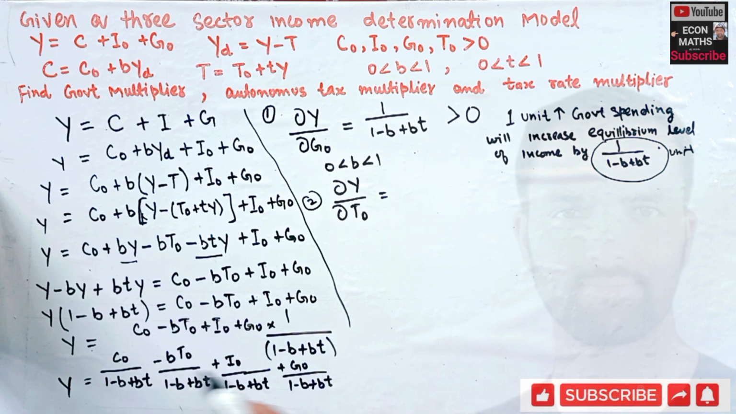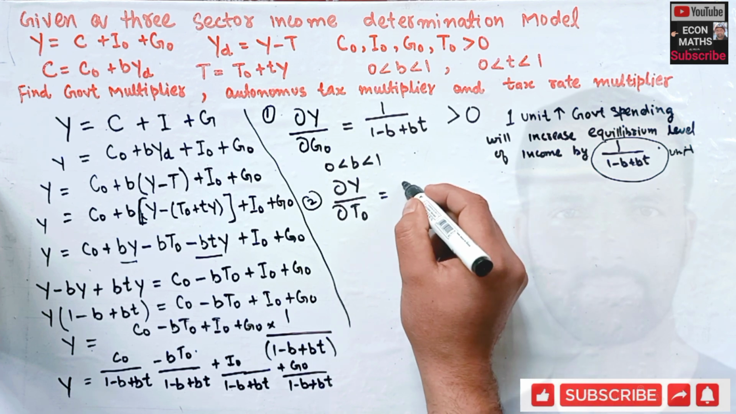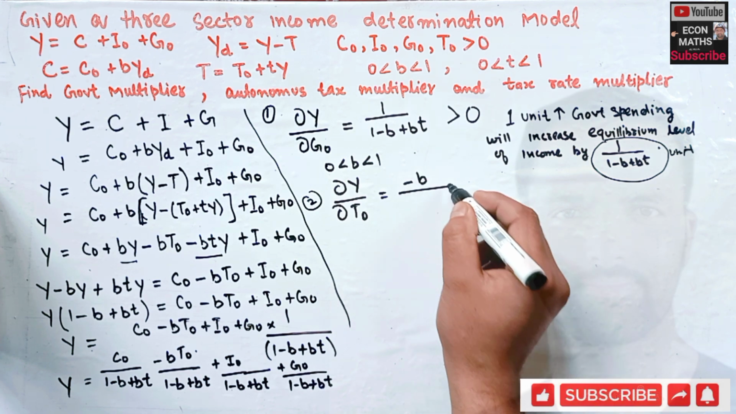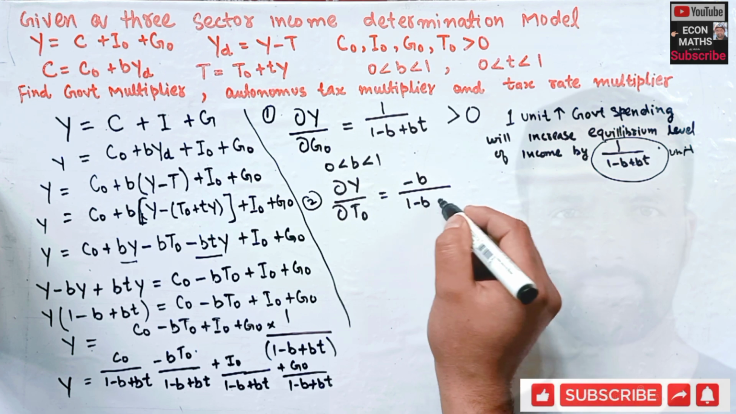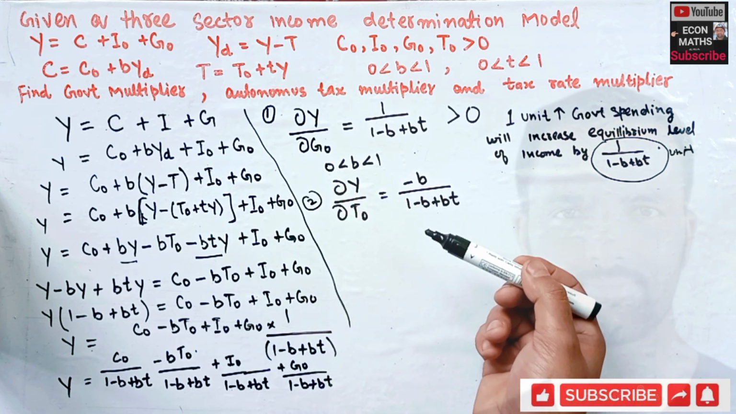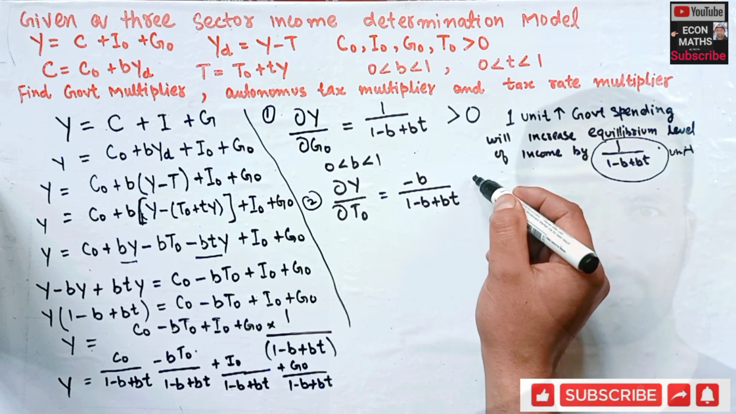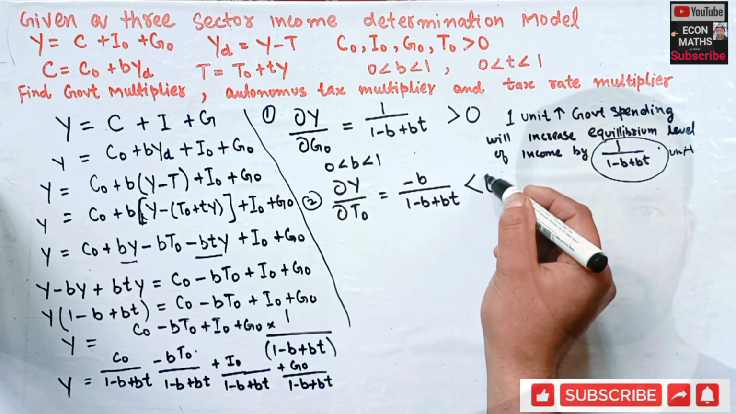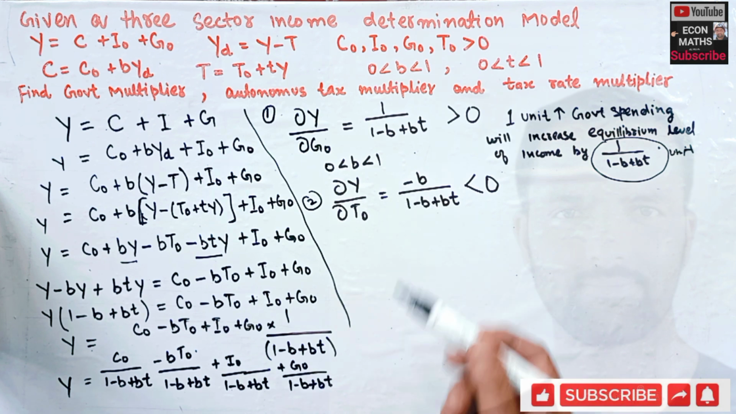And what will be the derivative here? Since t naught is not involved in the first term, third term and fourth term, only in the second term do we have t naught. The derivative of t naught is 1, so we are left with minus b upon 1 minus b plus bt. This will be our autonomous tax multiplier, and you can see it is less than 0 because of this sign. And what does this tell us?